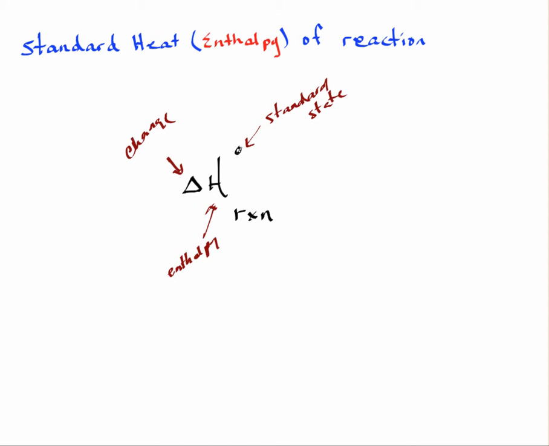And what are standard state conditions? 25 degrees Celsius, folks, also known as 298 Kelvin. Also, if we're talking about gases, we're really talking about 1 atmosphere of pressure, or in solutions, we're talking about 1 molar. So let's have a look and see how we write enthalpy changes beside a chemical equation here.